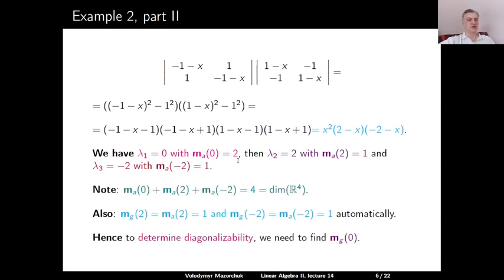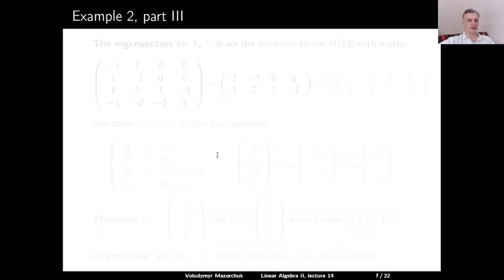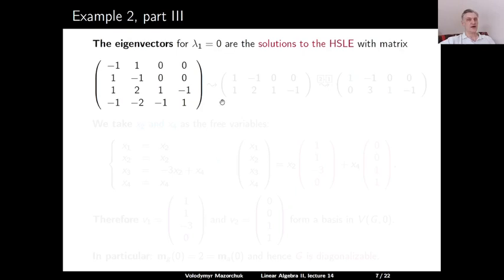So to determine diagonalizability, we need to find the geometric multiplicity of 0. It can be 1 or 2. If it is 1, the matrix is not diagonalizable. If it is 2, the matrix is diagonalizable. So let's find the geometric multiplicity of the eigenvalue 0. The eigenvectors for the eigenvalue 0 are the solutions to the homogeneous system of linear equations with the following matrix. We take the matrix of our linear operator in the standard basis, and we subtract 0, our eigenvalue, on the main diagonal, which means we do nothing in this particular case.